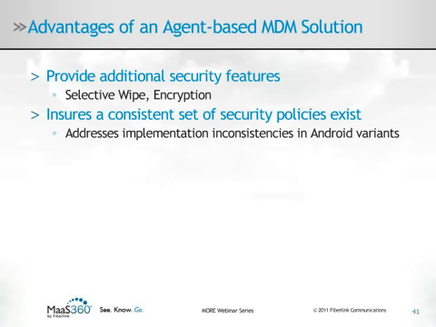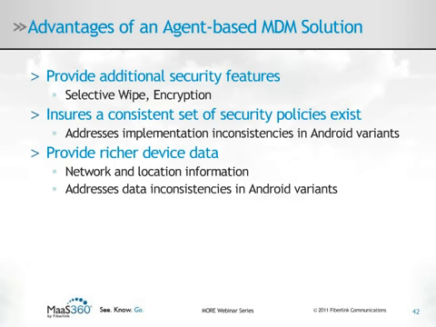Another important advantage of MDM solutions is that they ensure that there's a consistent set of security policies that exist and can be managed across all your mobile devices. For example, you may have a policy that passcodes need to be a certain length, 8 characters long. With a third-party MDM solution, you can be certain that you can effectively enforce that policy across all of your mobile devices. With Exchange ActiveSync, that really depends on the implementation on the agent side and whether it supports enforcing a passcode length policy.